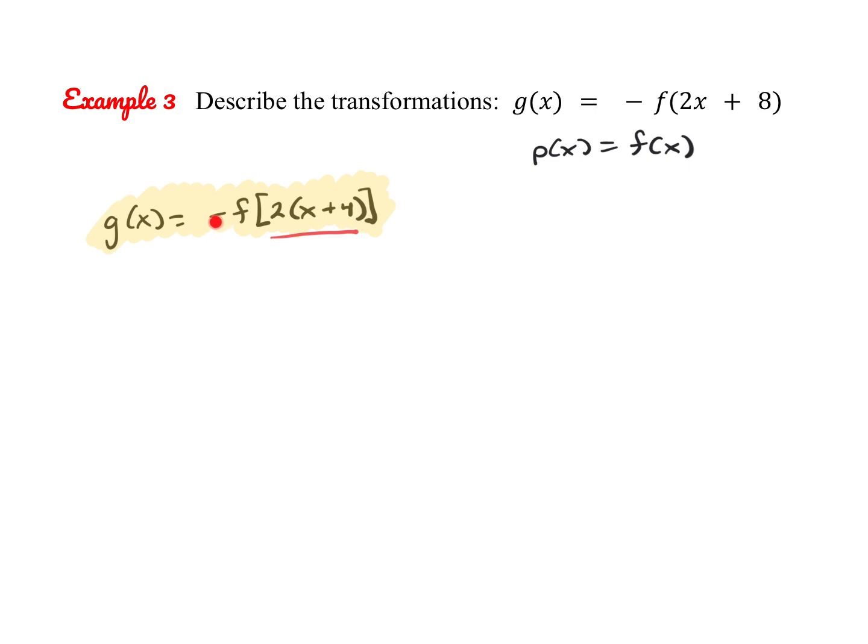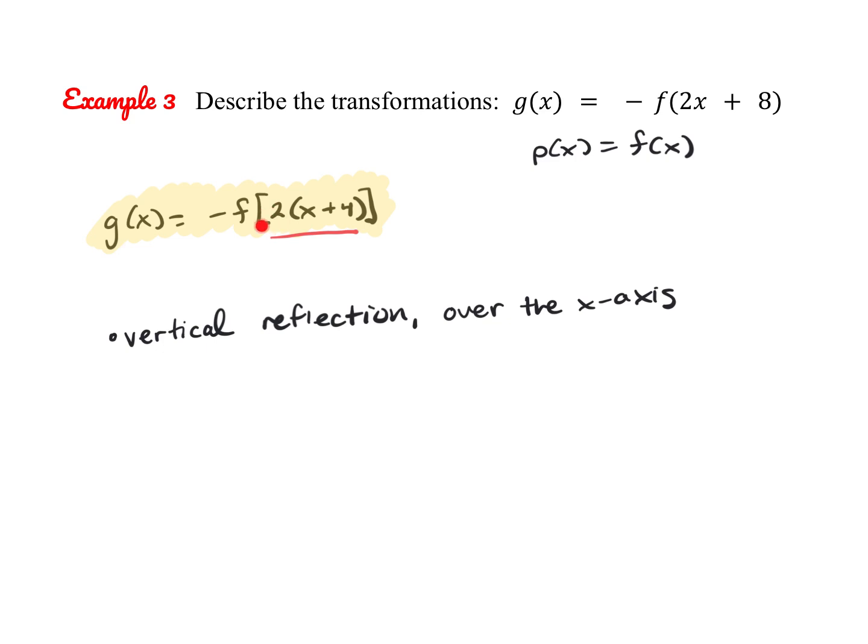So first I see a negative. It is clearly not grouped with the x, it's out front. So that's going to be a vertical reflection. And remember, for a vertical reflection, we're always going to say what it reflects over. And if it's reflecting vertically, we're going to say it's over the x-axis.